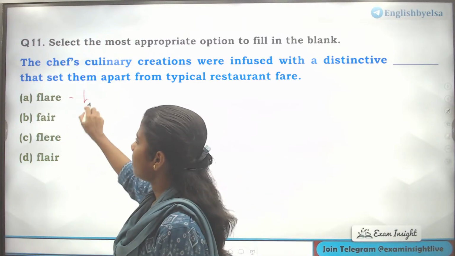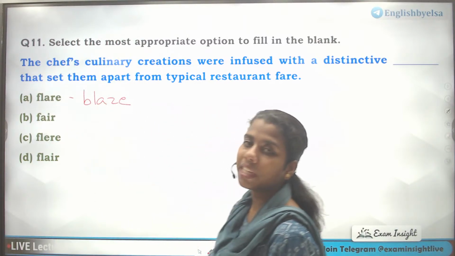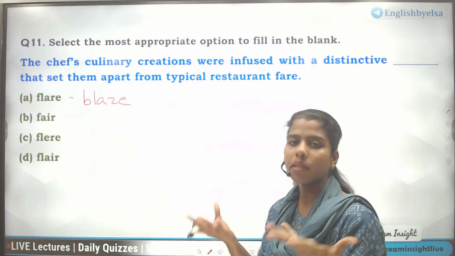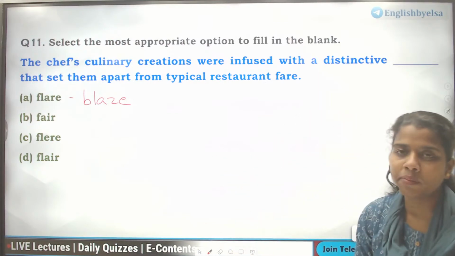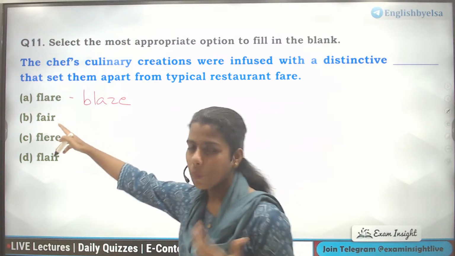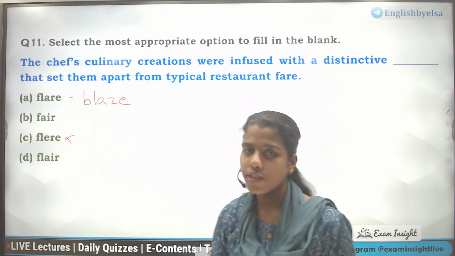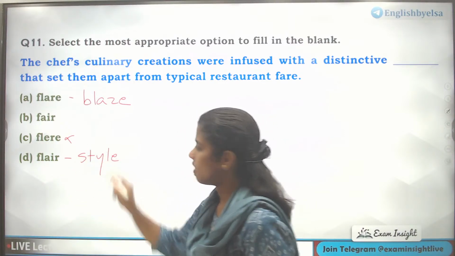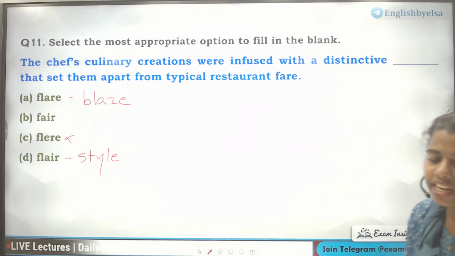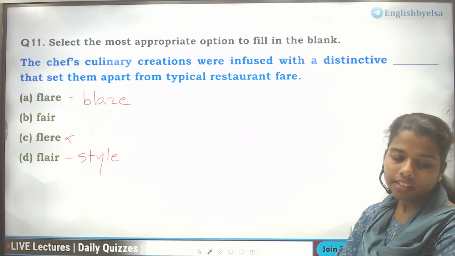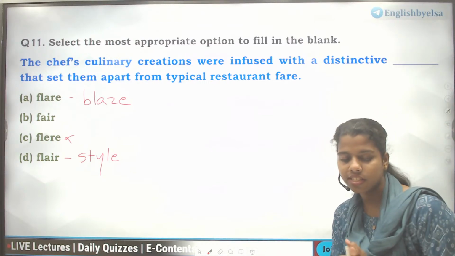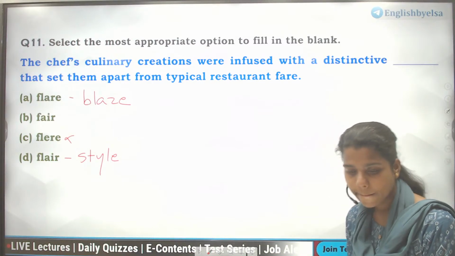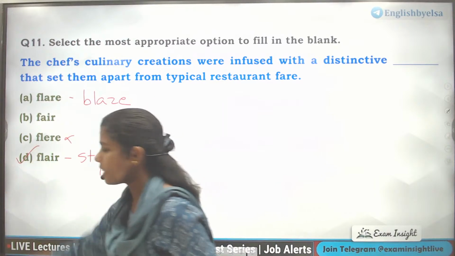Let's put down the meaning. This flare means blaze, or burning with intensity, sudden burn with intensity. Fare, you know what it is. There is no such word as the last one. This is just for your confusion. This flair means style. Now can you tell me which word should fit in the blank? Correct. Option D is the correct answer, flair.